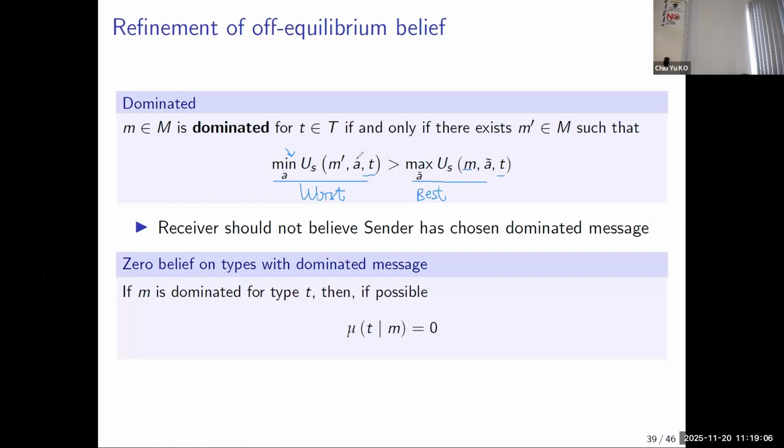But this means there is a strategy that will guarantee you the worst case scenario better than the best case scenario. That means that you would never believe that this dominated type would send this message. When you see this message, you cannot assume that this is type one.